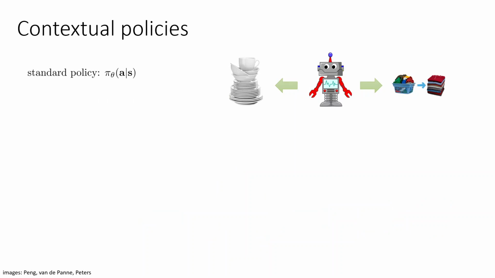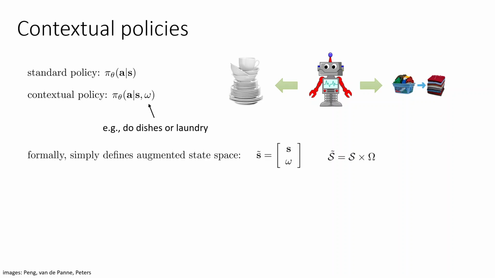A standard policy is just pi of a given s. A contextual policy is pi of a given s, comma, context, comma, omega. And if you learn it with an actor-critic method or a Q-learning method, then your Q function would also be taking omega in as input. So this could be a one-hot vector indicating whether you're doing the dishes or the laundry. It could be a textual description, or it could be something else. This is very, very simple.